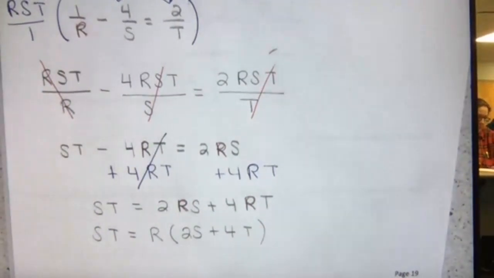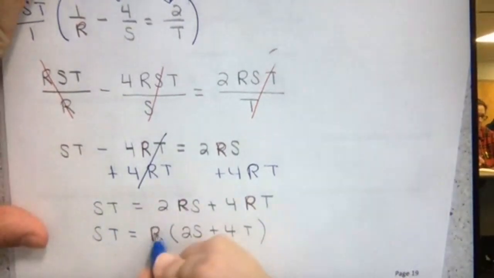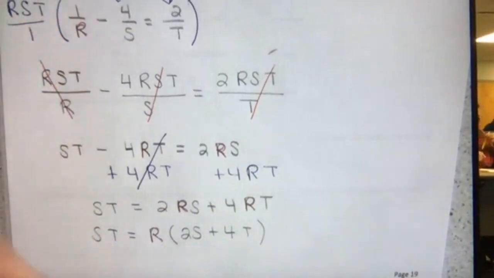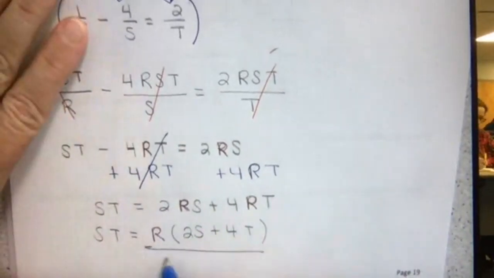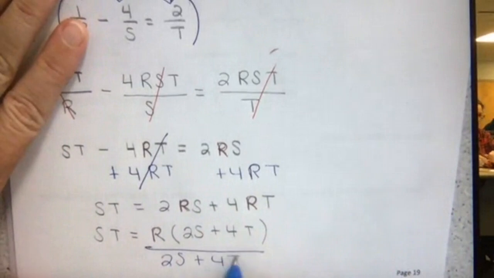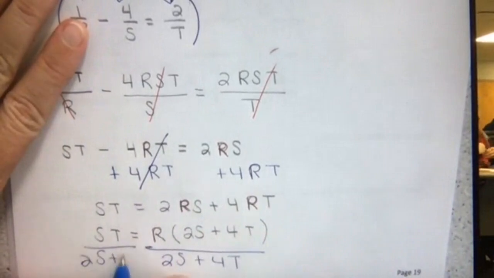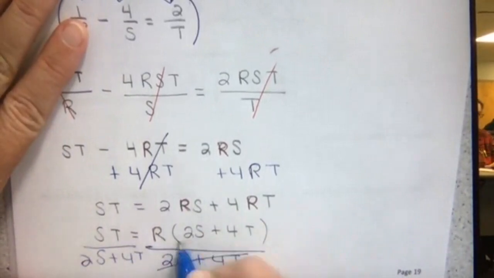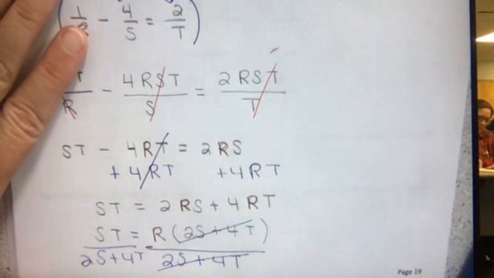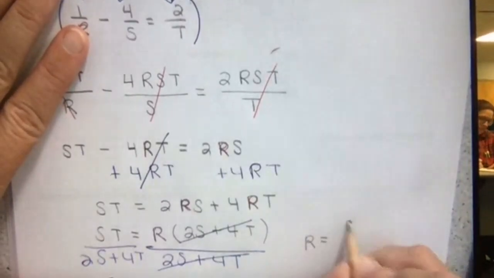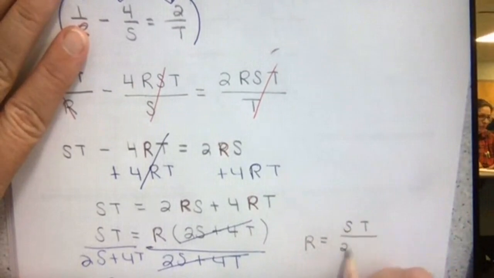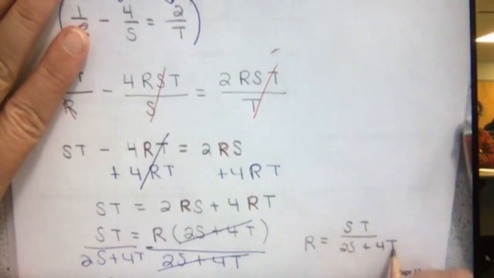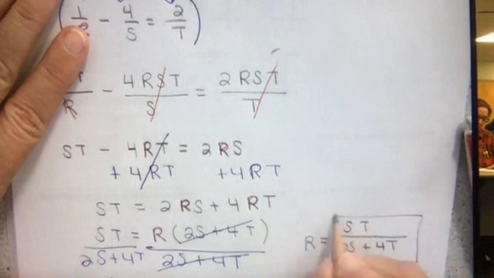So our last step to get r by itself, it's r times 2s plus 4t. So let's divide both sides by 2s plus 4t, so that those cancel. So we're left over with st over 2s plus 4t equals r. Or r equals st over 2s plus 4t. So that's our answer.